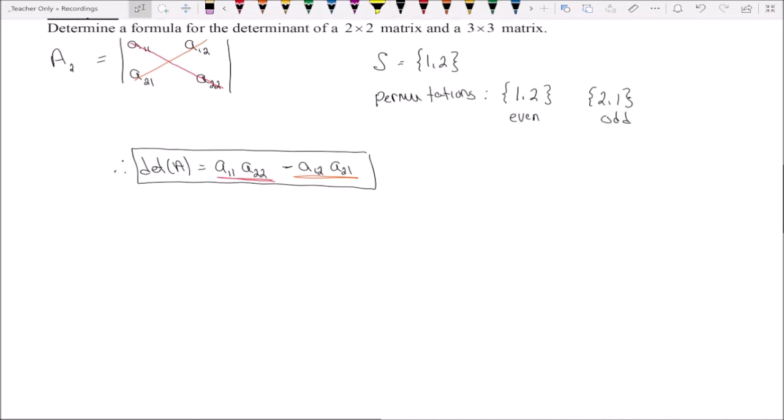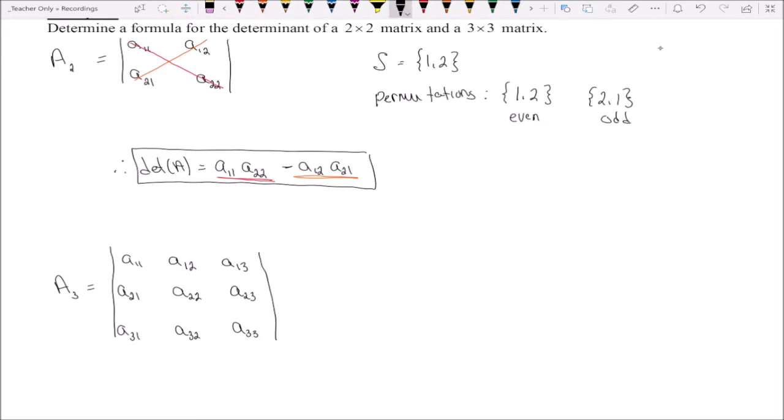Let's now set up our 3 by 3 matrix. We'll call this A sub 3. Right, first row, A11, A12, A13. Then we have A21, A22, A23. Then we have A31, A32, and A33. I should now have drawn the vertical bars. That represents a determinant. I meant to actually draw the matrix.